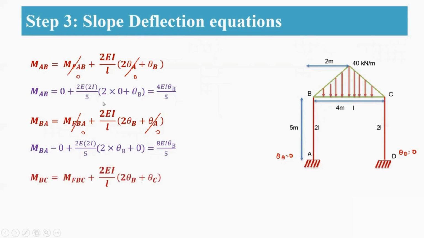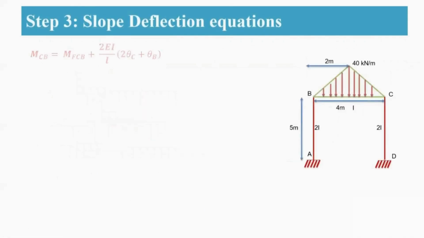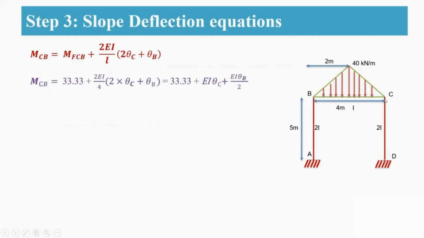Similar way, MFBC also. So here for MFBC, you're having a moment of 33.33, which is of negative value. And here you're having both rotations, theta B and theta C. So that is this equation. Similar way, in the next step also, you're having MCB. So MCB also, you're having a moment of 33.33 as your fixed end moment, and then theta C and theta B are there.